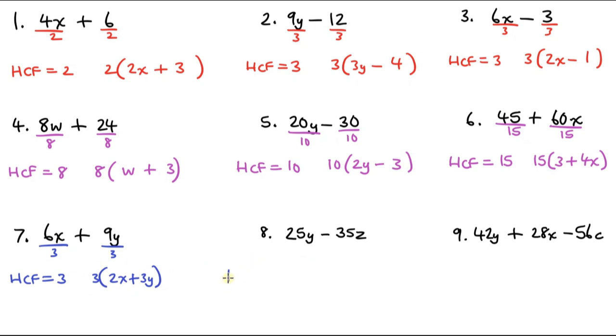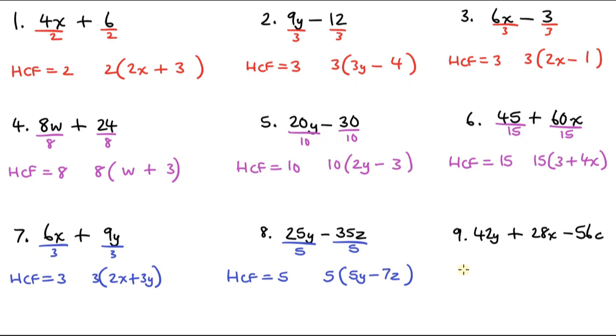The next one, we need to find the highest common factor of these two terms. Both of these terms are divisible by 5. So that's what we're going to factor out. So we've got 5 outside our brackets. Divide by 5, divide by 5. 25y divided by 5 is 5y. Subtract 35z divided by 5 is 7z.